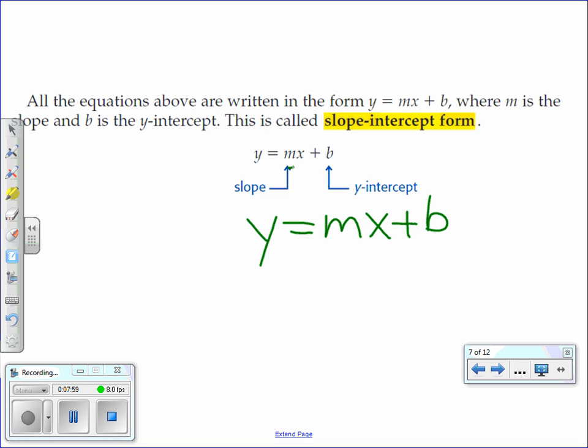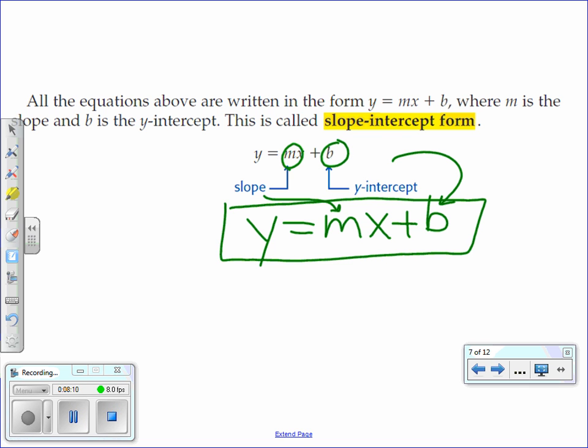So any number that's put in here for m is the slope. And any number that's put in here for b is the y-intercept. This is slope-intercept form of the line. That's what you want your equation to look like. If you get your equation set up like this with y equal to some number times x plus b, you will be able to find the slope and the y-intercept by just looking at the equation.